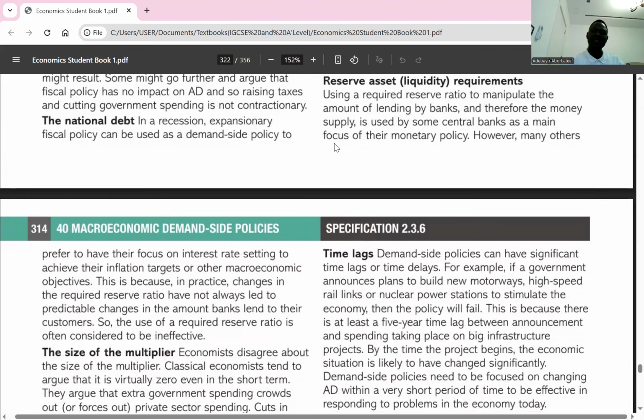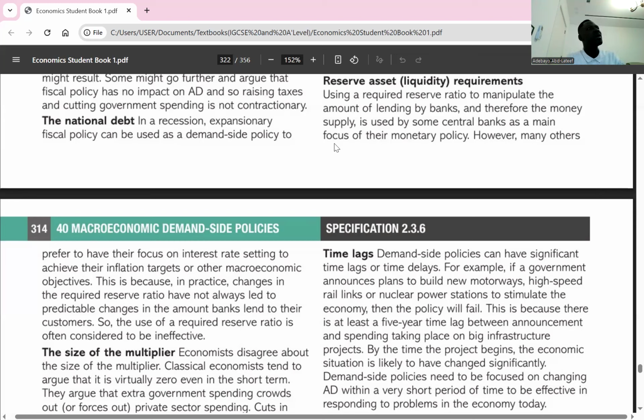Then the reserve assets or liquidity requirements. Here I wrote, the use of reserve requirement doesn't have impact on the amount banks lend to their customers. Therefore, focusing on interest rates to achieve inflation targets may be considered ideal. Capital requirements or reserve requirements: the central bank might use reserve requirements, liquidity ratio, to ensure that banks are able to pay their customers whenever they need to borrow, whenever the customer demands their money, because their money is always a liability to the banks.